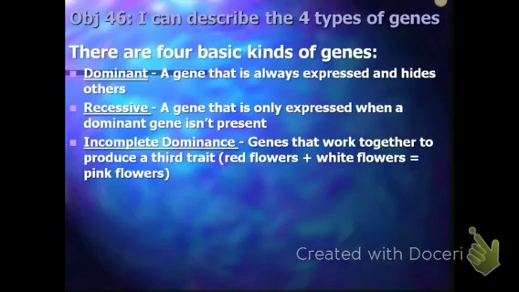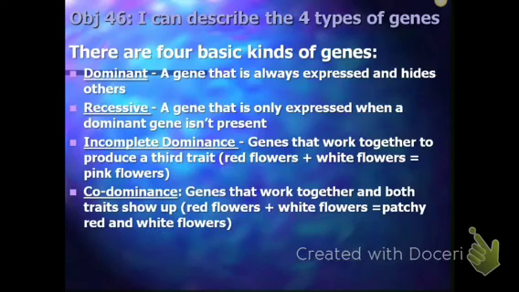That's incomplete dominance. And then we have codominance, which is how our blood types work. Genes that work together and both traits show up. So if we took red flowers and white flowers, we would get patchy red and white flowers. We wouldn't get pink. We wouldn't get all red. We wouldn't get all white. They would be codominant. Both the red and the white would show up. Okay, hopefully that makes sense. We are going to talk about this more and more and more.